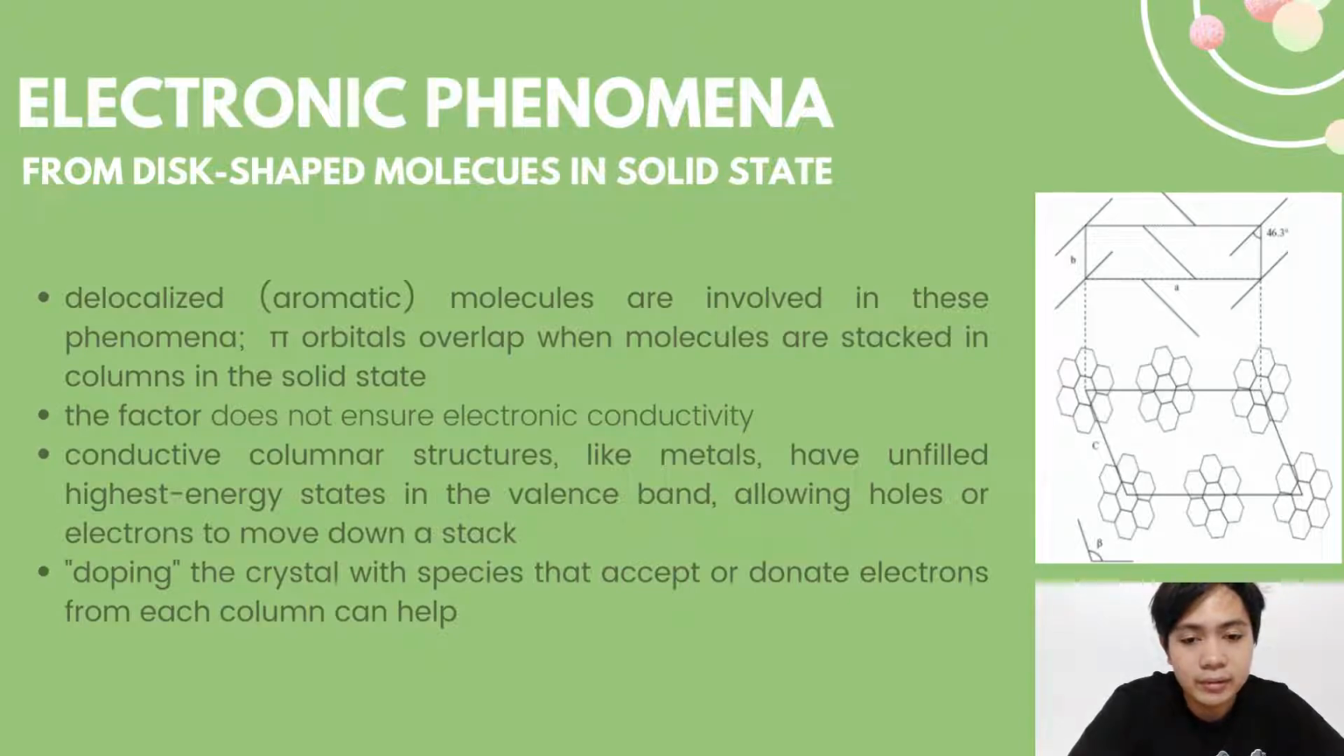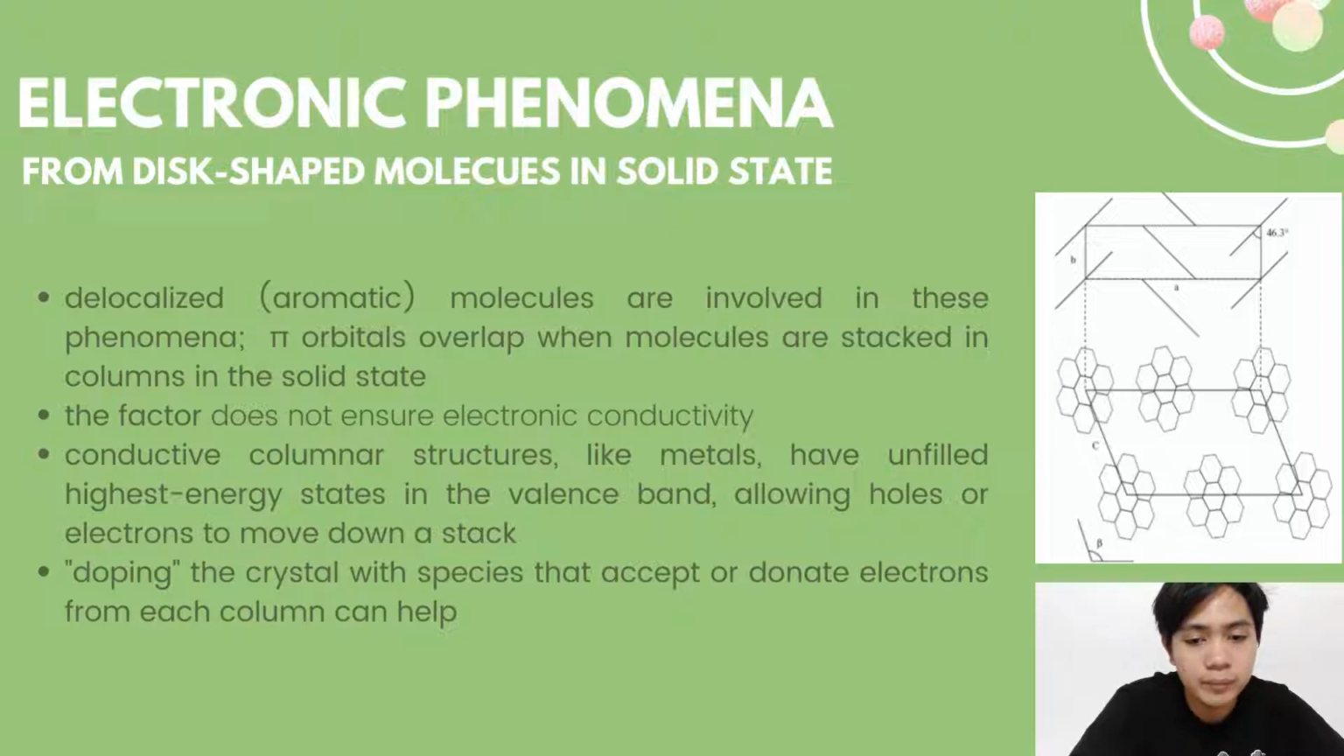These pi orbitals overlap when molecules are stacked in columns in the solid state. This generates a pi system with electron delocalization down the column. In suitable conditions, this yields a semiconductor or conductor-type band structure, rather than discrete molecular orbitals. But this factor alone does not ensure electronic conductivity.